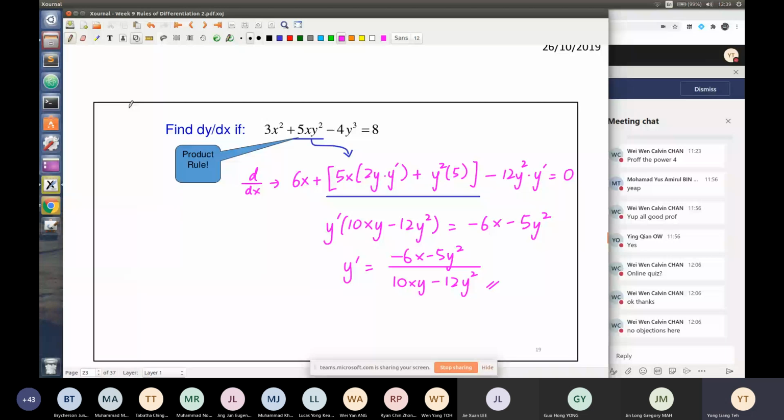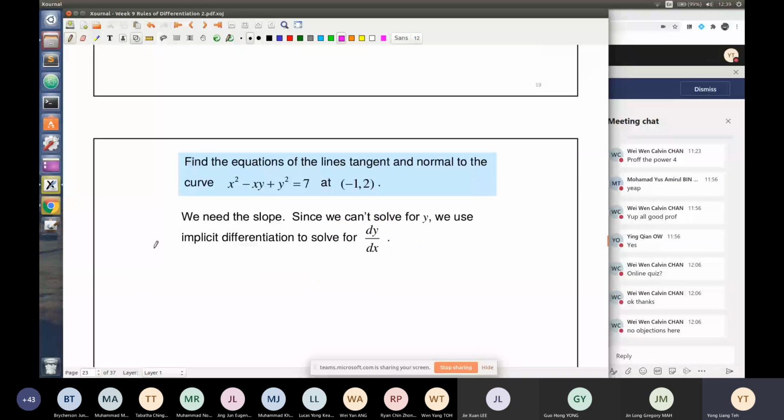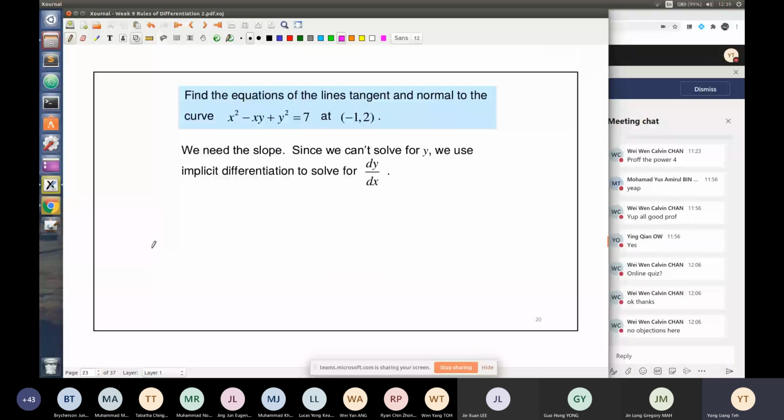I hope. So let's apply this to this question, using implicit differentiation. Find the equations of the lines tangent and normal to the curve x squared minus xy plus y squared equals 7, at (-1, 2). We need to use implicit differentiation since we cannot isolate y, or it's not easy to isolate y.